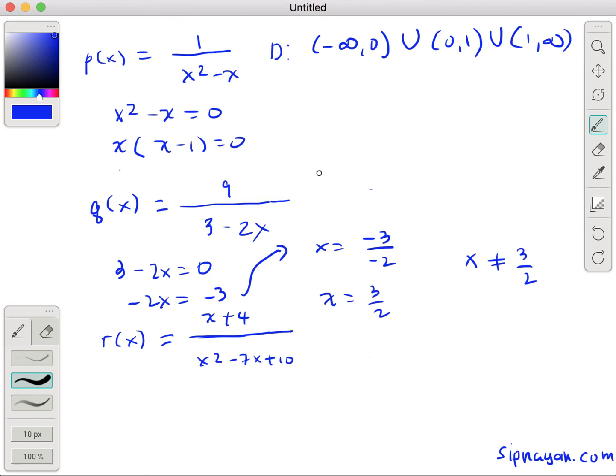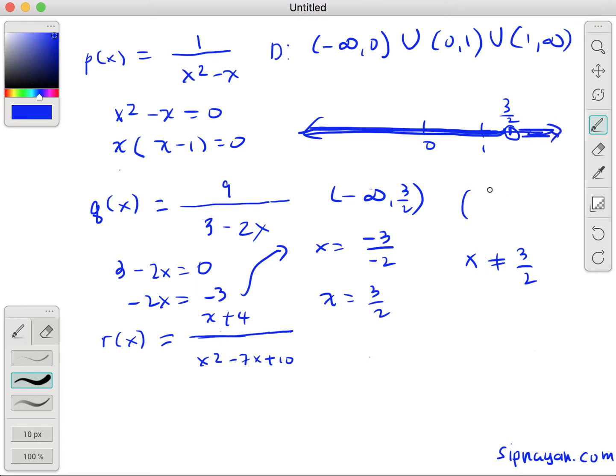So, kung nandito tayo sa number line, no? If we have this number line, ito yung 0 natin, ito yung 1. Ang 3 over 2 is 1 and 1 half, di ba? Ito yung 3 over 2 natin. So, lahat ng numbers except yan. So, from negative infinity, papunta dito. So, from negative infinity up to 3 over 2. Tapos, from 3 over 2 naman, papuntang infinity. Okay? So, i-union lang din natin yan. Okay? So, ibig sabihin nitong parenthesis na to, hindi kasama yung 3 over 2, no?